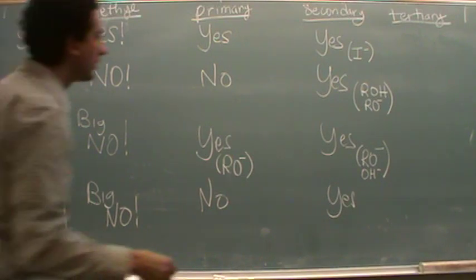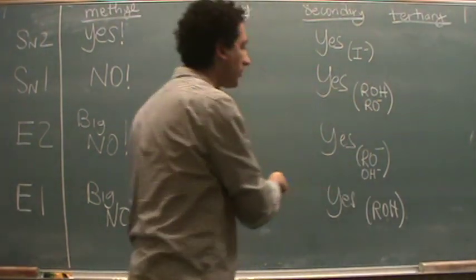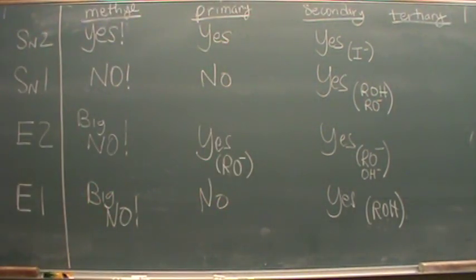Same down here. You'll have some sort of ROH. And by the way, those could be water too. Some sort of maybe alcohol or water looking structure. Those tend to go Sn1 or E1. And the reason is they're not a strong enough nucleophile to come in and attack and say remove a hydrogen in the case of the E2. They're just not strong enough nucleophiles.